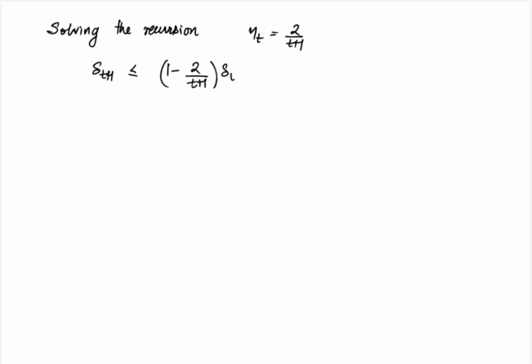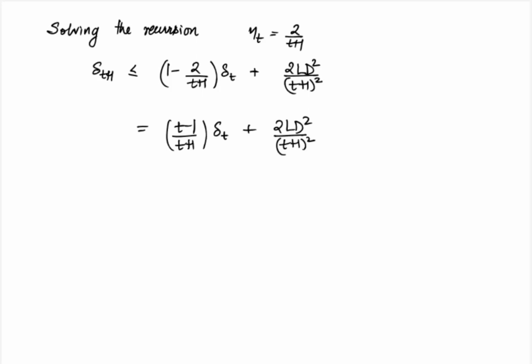Let us then solve the recursion with the step size eta t equal to 2 over t plus 1. In this case, we have that delta t plus 1 less than or equal to 1 minus 2 over t plus 1 into delta t plus 2 L D square by t plus 1 square, which can be written as t minus 1 by t plus 1 into delta t plus 2 L D square by t plus 1 square.